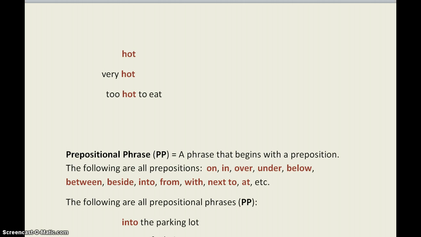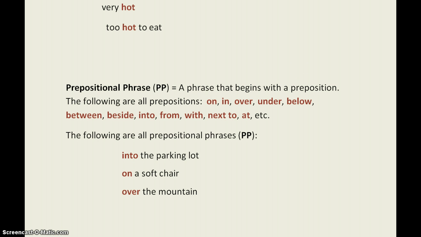Let's continue. The next phrase we have in English is called a prepositional phrase. A prepositional phrase is a group of words, and it's a group of words that begins with a preposition. The following are all prepositions: on, in, over, under, below, between, beside, into, from, with, next to, at. I'm sure you could add some more: off, between, among, behind. There's quite a number of prepositions. It's not a huge number, but there's more than what we have right here.